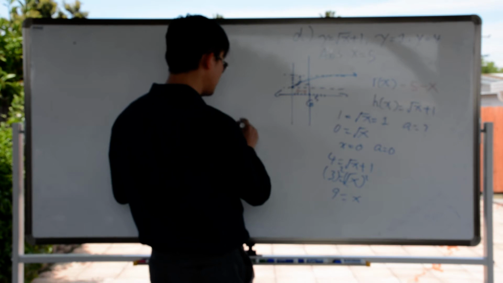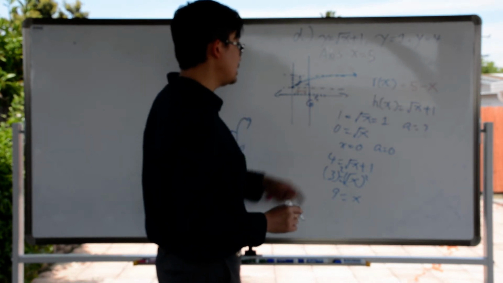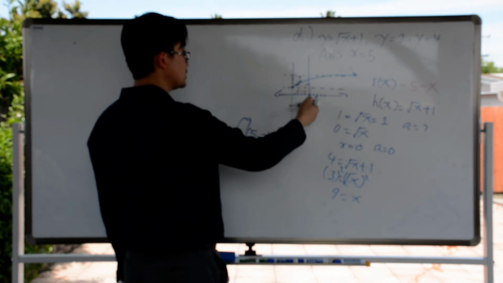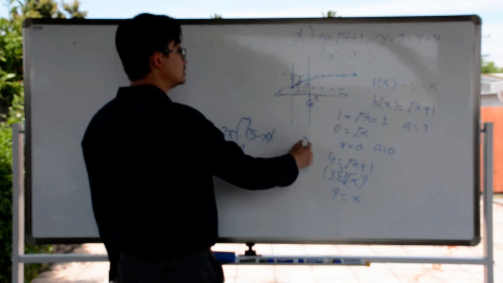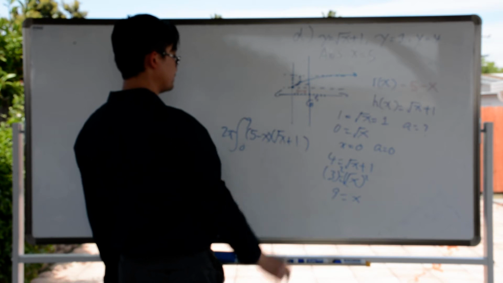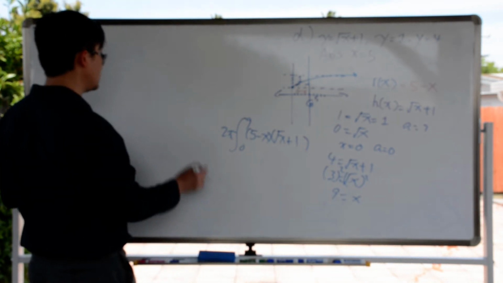So this one is integral from 0 to 9 times 2 pi. So the radius that we found, which is 5 minus x, because that's the gap between the revolution axis and the space right here. And then times the original height, which is root x plus 1. And then the rest of this, if you try to integrate it, that's fine. So let's do it if you want to.